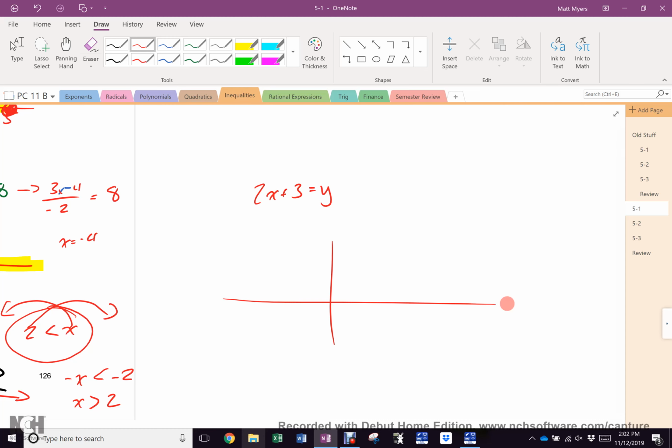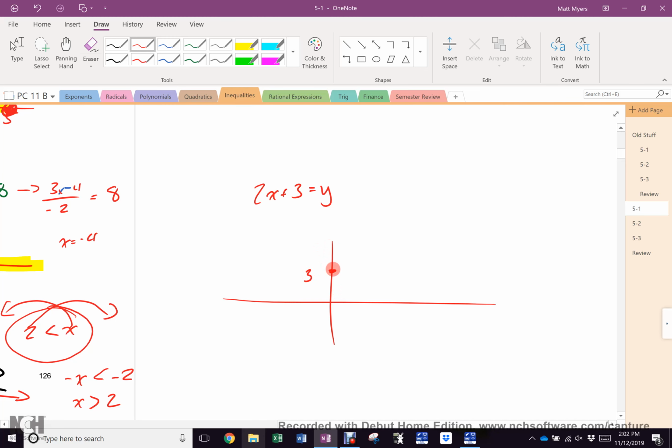How do you put that on a graph? Where do you start? Anybody. Slope-intercept form. The y-intercept, which is what? The y-intercept is 3. Then what? You just graph, parabolas. It's the same thing, man.